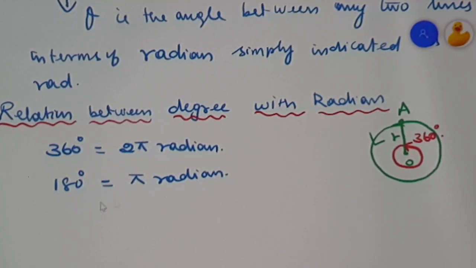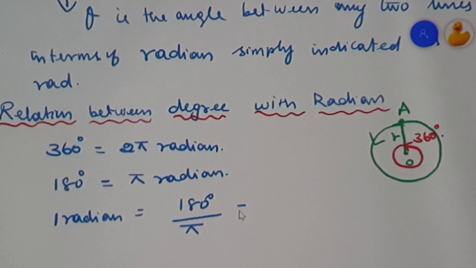Or I can say, 1 radian is equal to how many degrees? So 1 radian is equal to 180 degrees divided by pi. Okay, 180 by pi degrees. What is the value of this 180 divided by pi degrees? It is 57 degrees, 17 minutes, 45 seconds.